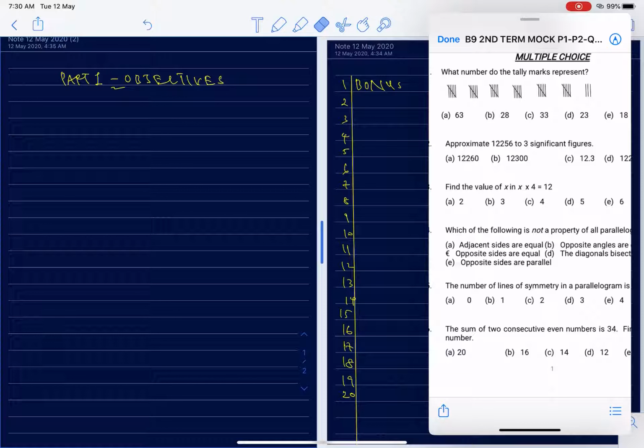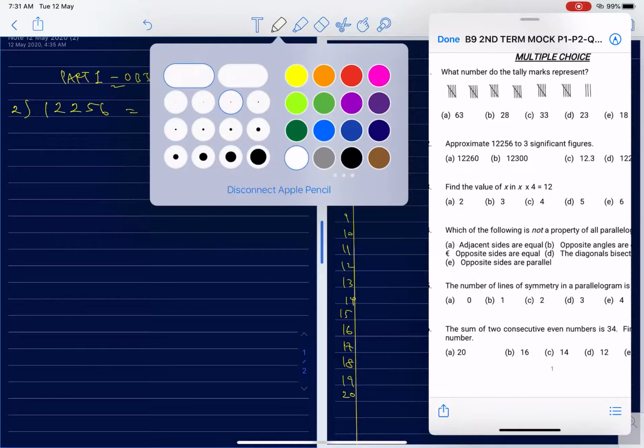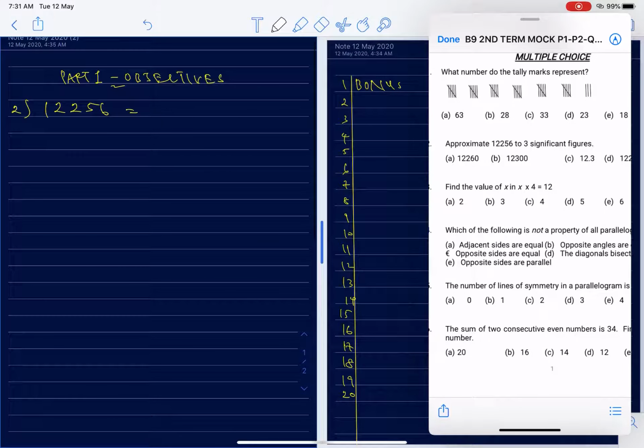Number 2, approximate 12,256 to 3 significant figures. That's number 2. 12,256 to 3 significant figures is the same as... This is what you do. Just count the first 3 significant figures. Let me circle that in white. These are the first 3 significant figures, 1, 2, 2. So we check the fourth.